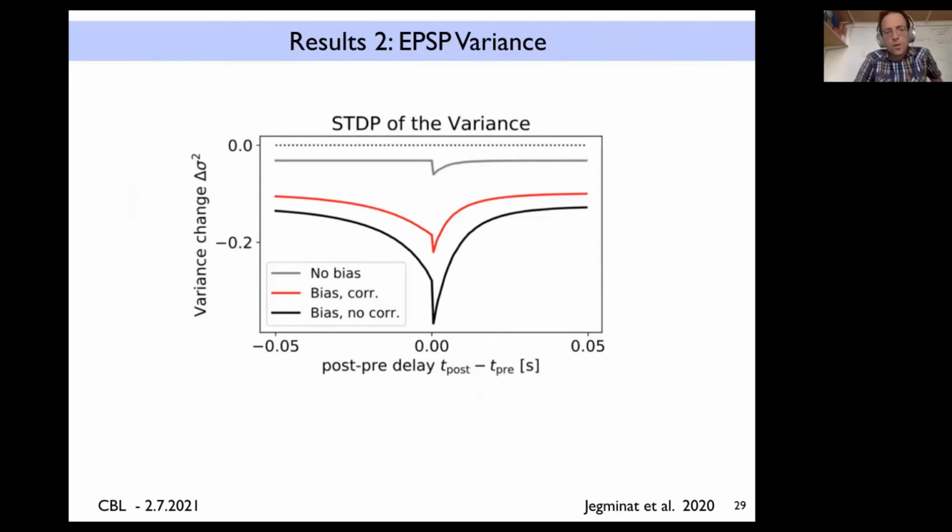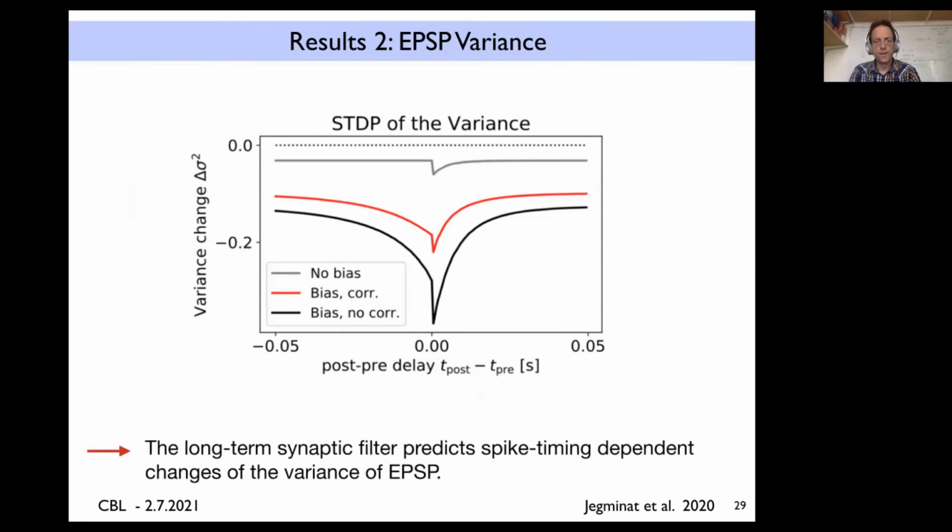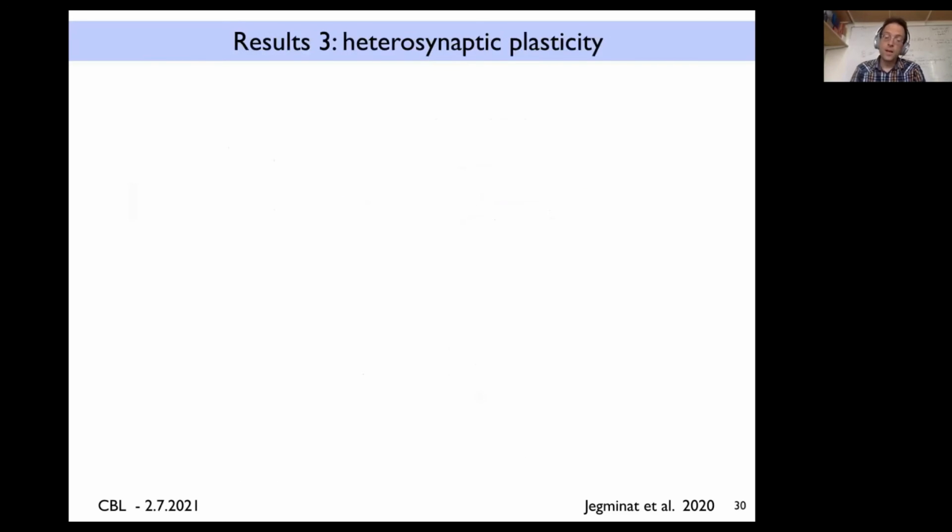It also goes beyond. It makes a prediction that the EPSP variance should change as a function of the timing difference between the pre- and the postsynaptic spike. But here we didn't have conclusive data to make a comparison. Right, so it's some kind of second-order STDP, if you want. Yes. And now comes the interesting thing about heterosynaptic plasticity.